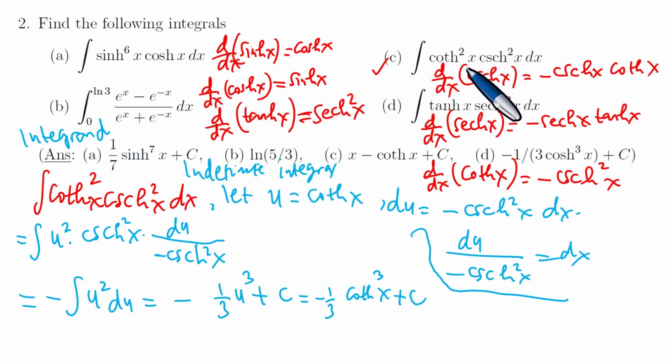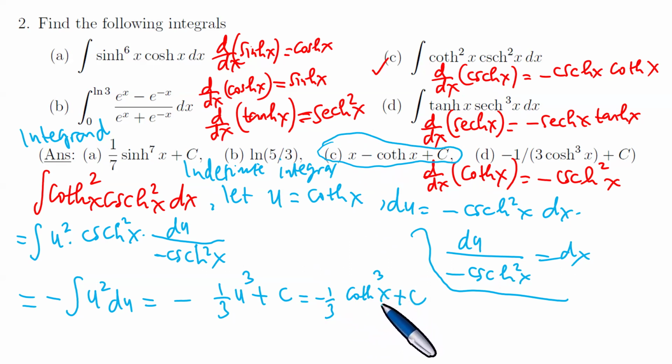Cannot be that one. There's no way it can be this. And therefore, the answer to C is not correct. The correct answer is minus 1/3 cosh cubed x.